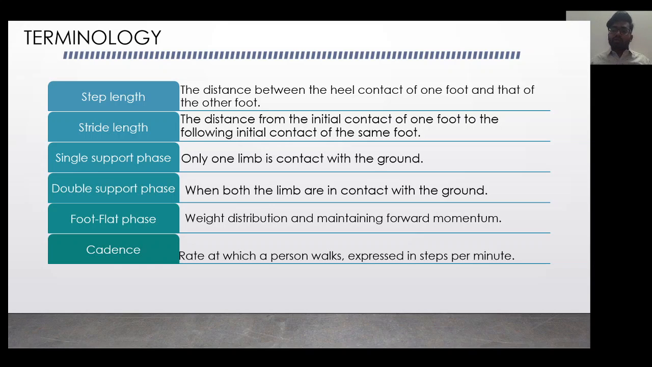The other important terminology is cadence. Cadence is nothing but the rate at which a person walks. It's expressed in steps per minute. So how many steps can a person take per minute? That's what is called cadence. These are commonly used terminologies in a gait cycle.